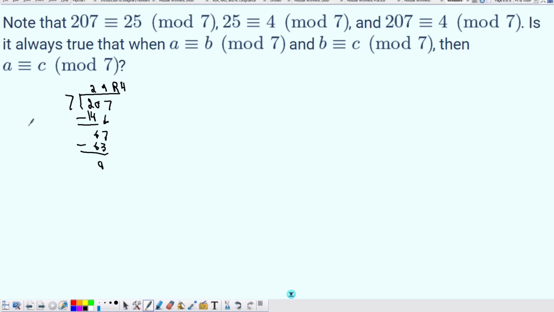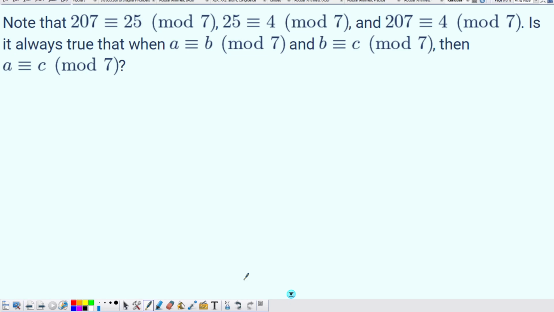And we would have to confirm it for 25, right? 7 divided into 25. Well, now it goes in 3 times with 21, which again gets us that remainder of 4. And since the remainder of 4 is the same in both of them, yes, since the remainders are the same under division by 7, they are in fact the same values under the modular system.